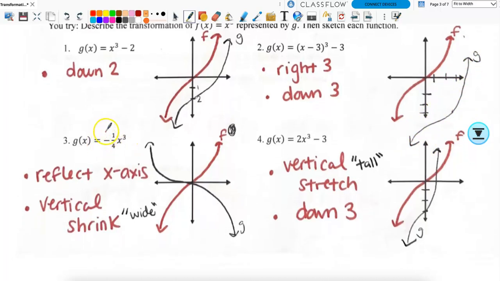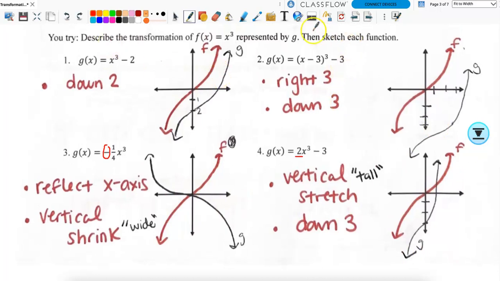Number 3, this negative is going to make it reflect over the x-axis. That 1/4 is going to vertically shrink it, aka make it very wide. So try and give me a very wide cubic, and instead of going up, it is going down. Number 4, this 2 out front is going to stretch it, make it very tall, and then this -3 will make it go down 3. So it's snaking and getting flat at a -3 and then shooting up. So very tall versus very wide.